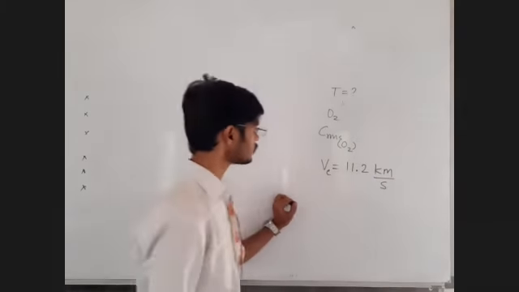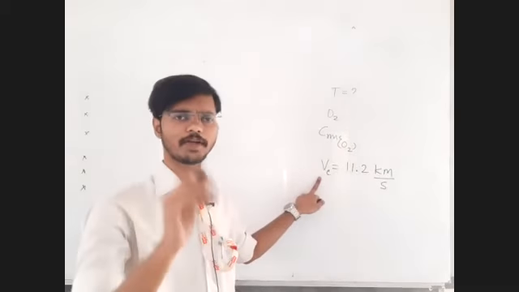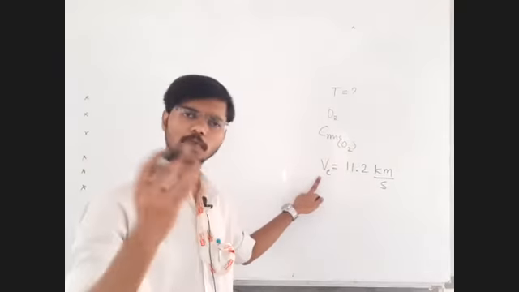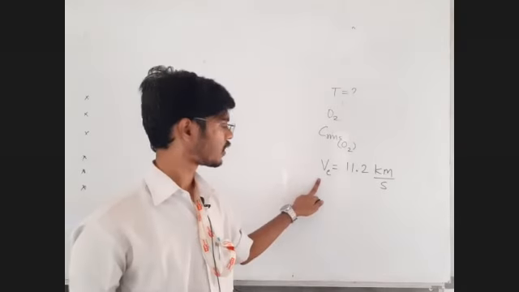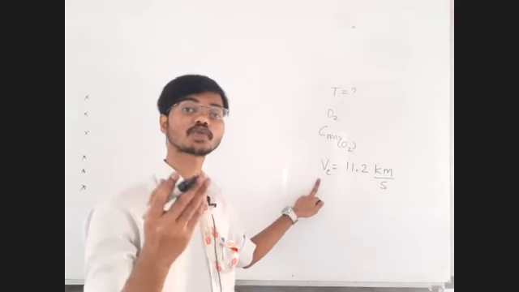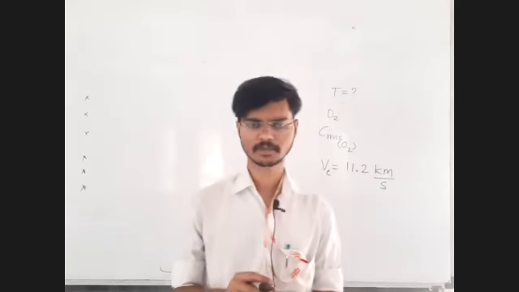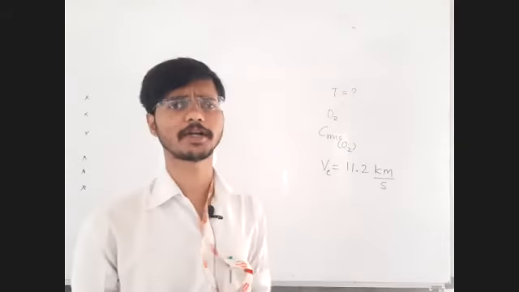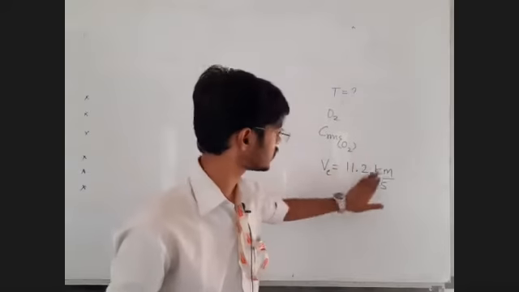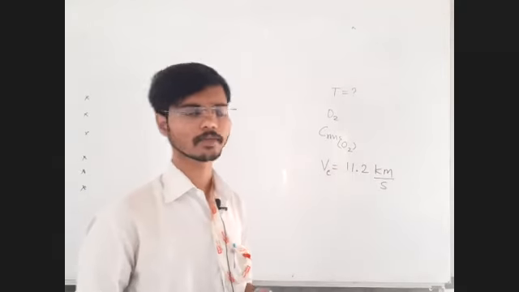On the surface of the moon it will be different. On the surface of Jupiter it will be different. On the surface of the sun it will be different. On the surface of the earth it is 11.2 kilometer per second.